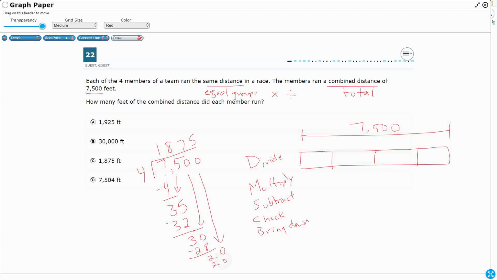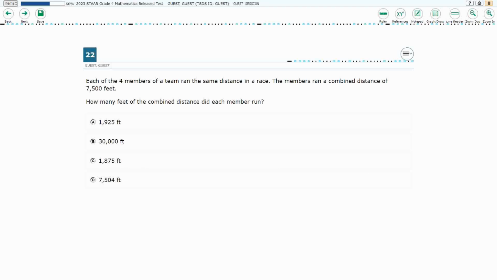Now, I would highly suggest at this point, we know that multiplication and division are inverse operations, so I want to double check my work. I'm going to multiply this just to make sure I get back to what I need to. That's 20. It's 28 add 2, 30. 32 add 3, 35. All right, so I got back to where I needed to, 1875. C is my answer. Let's see how we did across the state of Texas.